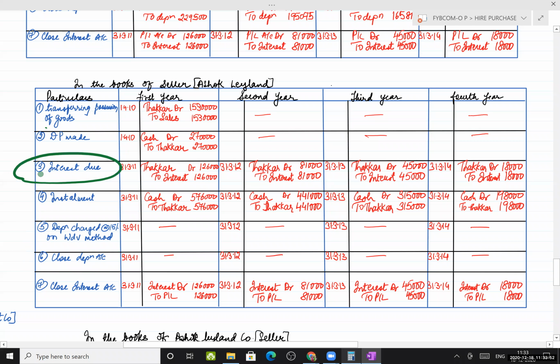And step number 3's closure is step number 7. So earlier we had credited interest. Now in the transfer what will happen? It will be reversed. We will debit interest. So the dates are not changing. Am I clear to everyone till here? Did everyone understand till here?